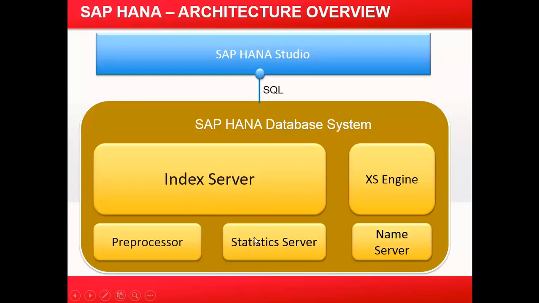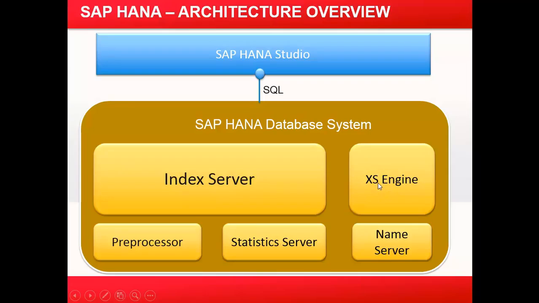Okay, next is the statistics server. The statistics server collects the information about the status, the performance, and the resource consumption from all components belonging to the SAP HANA database system. Monitoring clients such as the SAP HANA Studio access the statistics server to get the status of various alert monitors and the consumption information. The statistics server also provides a history of measurement for further analysis.